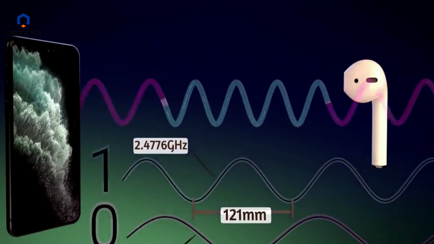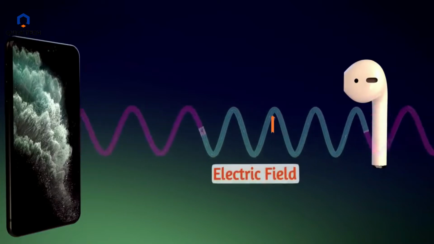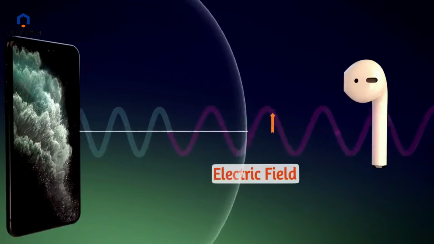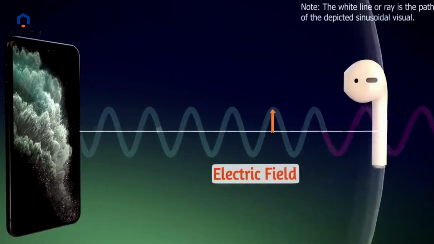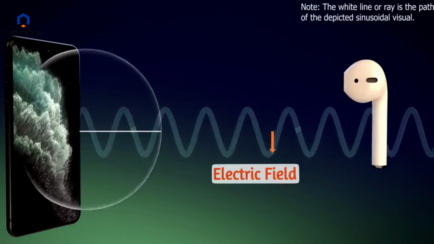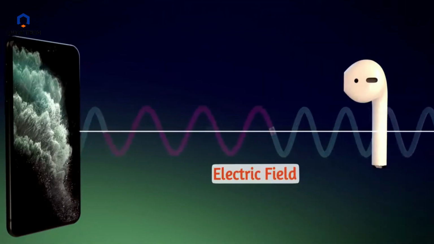What's moving up and down is not the wave itself, but rather it's the strength of the electric field. This perspective just shows us a directional sliver or ray of the expanding sphere with the electric field going up and down as the Bluetooth signal propagates outwards in all directions.